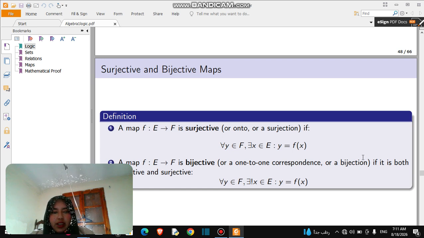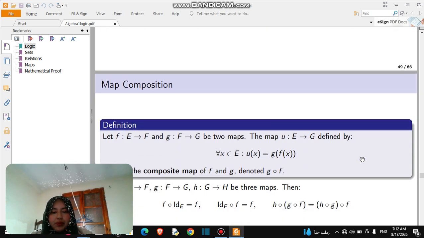A surjective and a bijection. A map is surjective when you take a value y from F, where f is a map from E into F. If we take y from F, there exists an x in E such that y equals f of x. And a map is bijective if for all y in F there exists a unique x such that y equals f of x. It's simple.